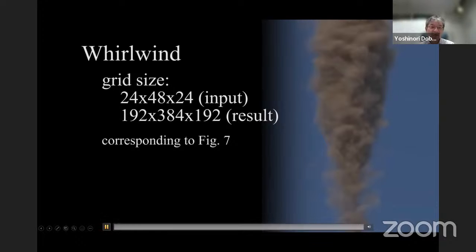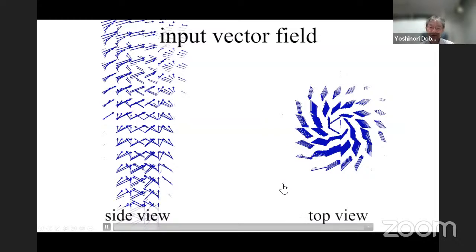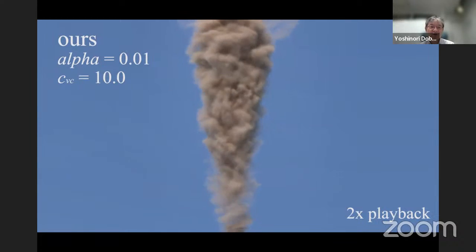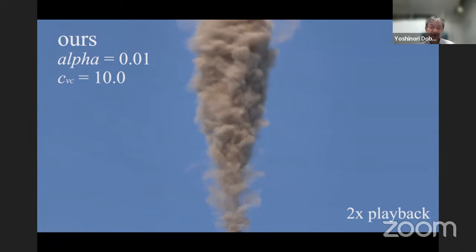This one is a more practical example. In this case, we try to generate whirlwind smoke. And the input velocity field is also generated manually by ourselves.